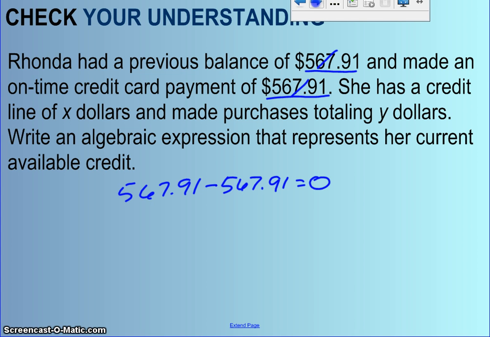She has a credit line of X dollars. So this is how much the credit card company has given her to use. And she's now made new purchases of Y. So if I subtract that out, it's going to give me the total available credit, which is simply total available credit minus the purchases gives me the new available credit.